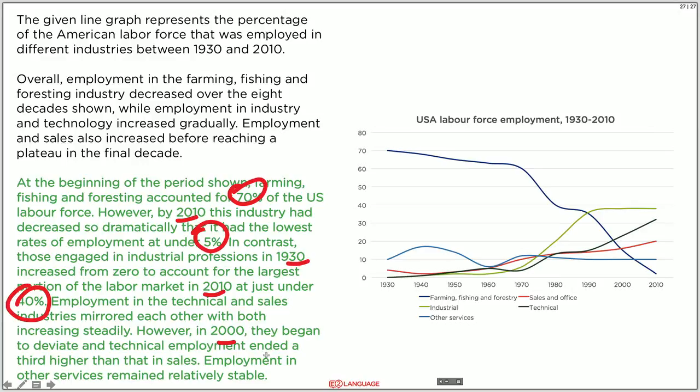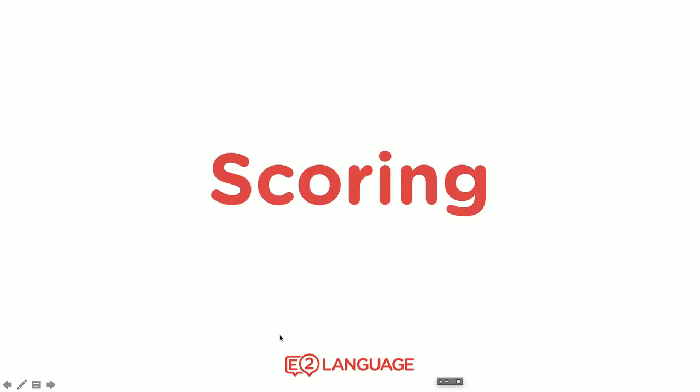Okay, but I've done this different ways. I've talked about halving and doubling and mirroring, and I've used some other more interesting language rather than just picking out statistics and saying, this increased by this much, this increased by this much. That's a little bit boring. I want to show off my language skills. Let's have a look at the scoring.